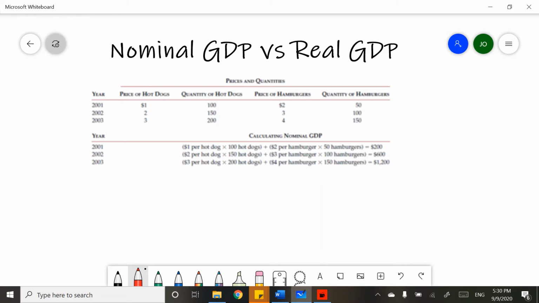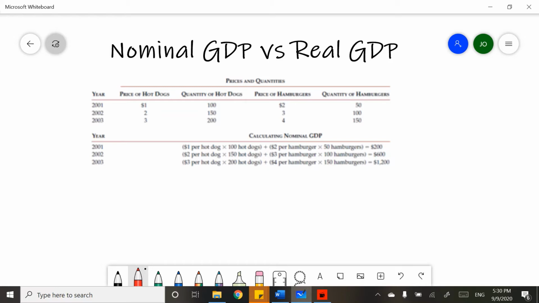Hello class, let's talk about gross domestic product or GDP. One of the most important points to understand about calculating GDP is the importance of adjusting for prices. Let's take a look at the following data to see why this is so important.